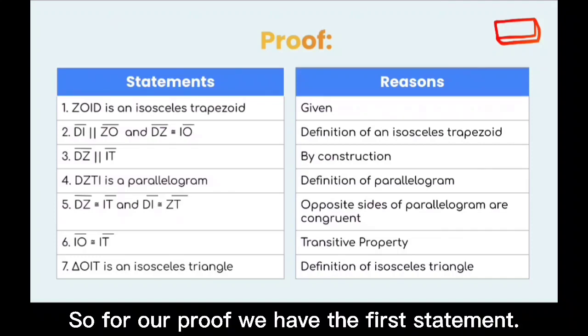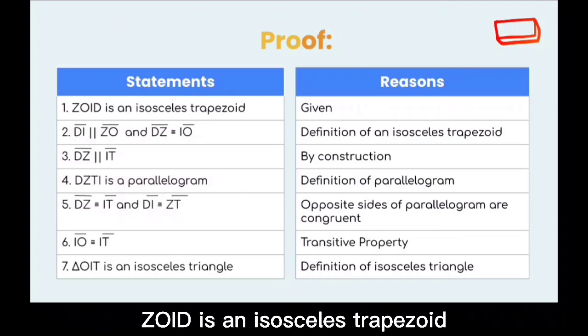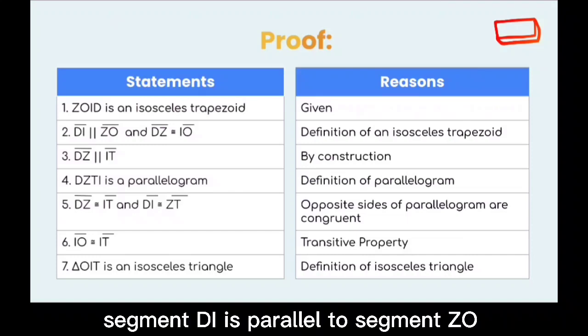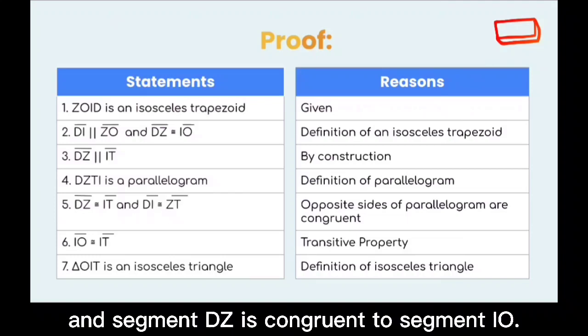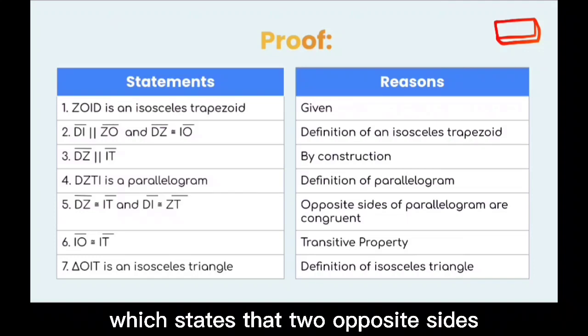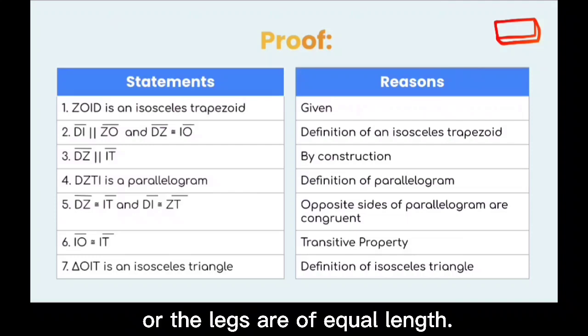So for our proof, we have the first statement. ZOID is an isosceles trapezoid. Reason: given. Second statement, segment DI is parallel to segment ZO, and segment DZ is congruent to segment IO. Reason: definition of an isosceles trapezoid, which states that 2 opposite sides or the bases are parallel and the 2 other sides or the legs are of equal length.